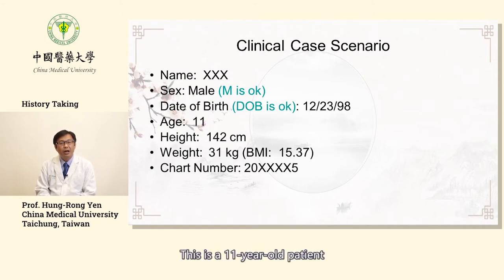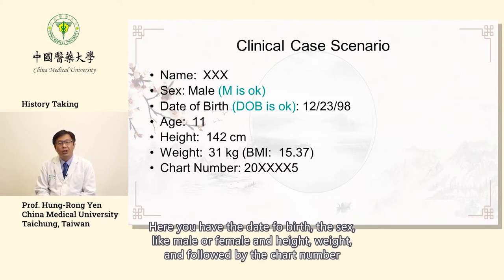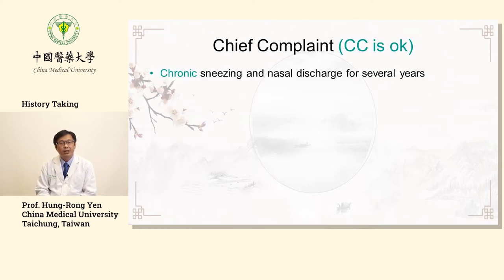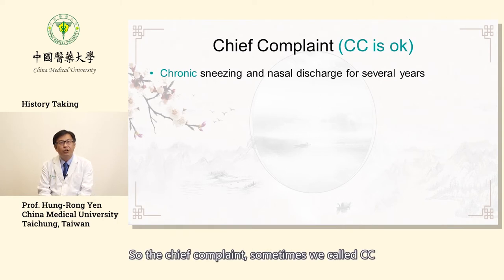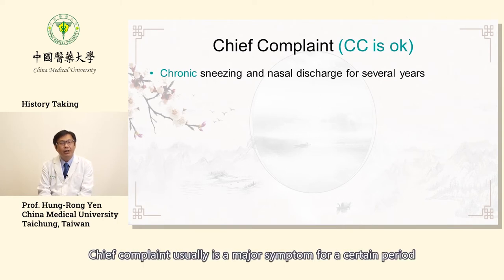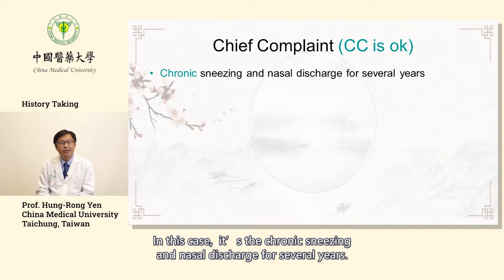So this is an 11-year-old patient. Here you have the date of birth, the sex, male or female, height, weight, followed by the chart number. So the chief complaint, or sometimes we say CC, usually is a major symptom for a certain period. In this case, it is chronic sneezing and nasal discharge for several years.